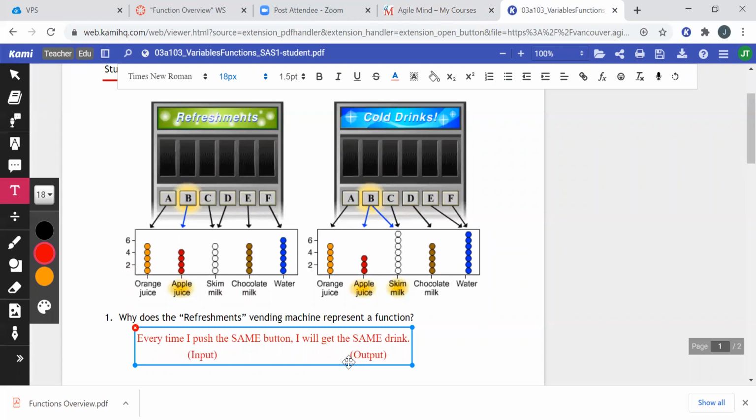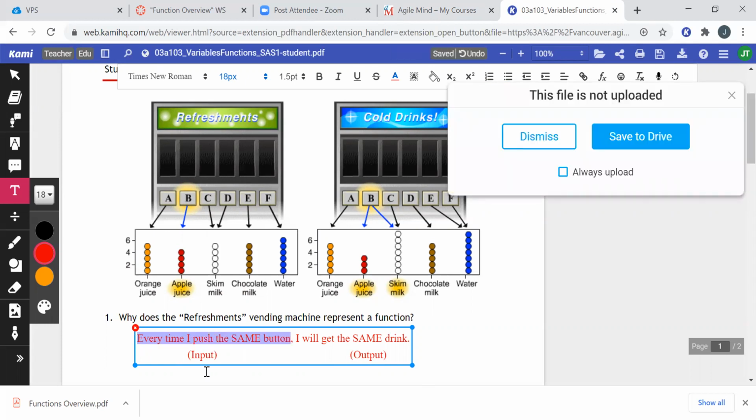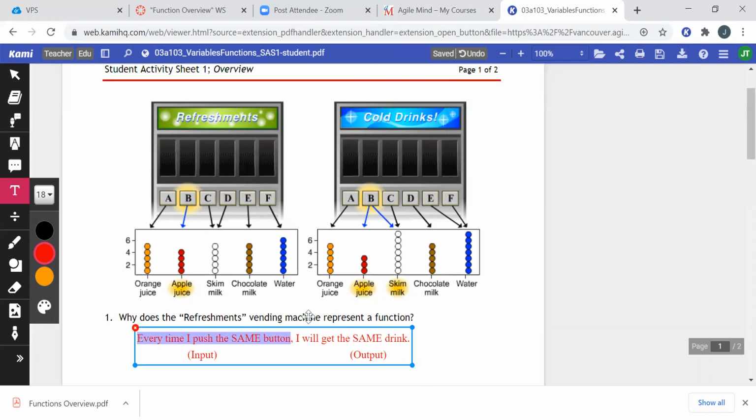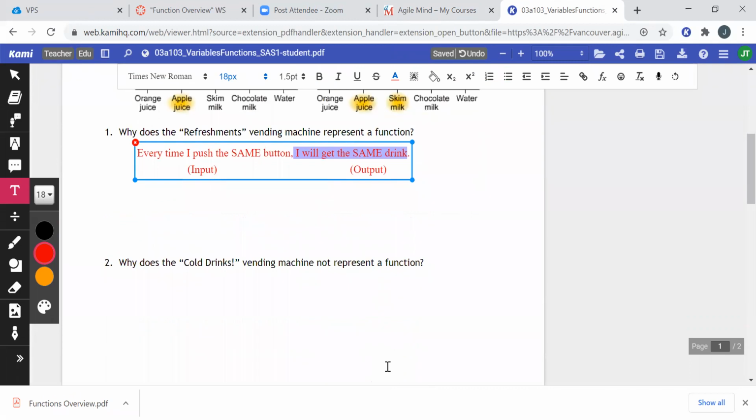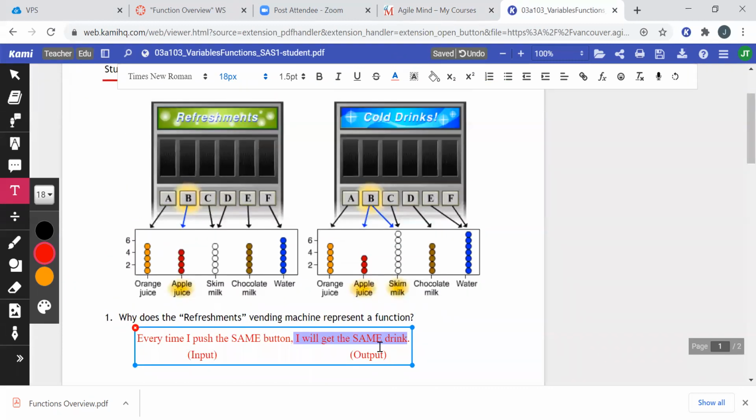Okay, so the first half of the sentence: every time I push the same button, that's my input. Every time I do something, tell the machine something, it will respond the same way. And it says, why do the cold drinks not represent a function?